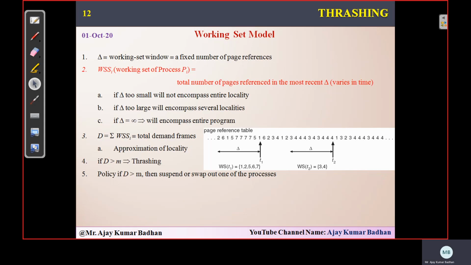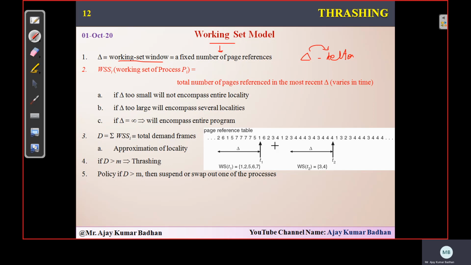This is the main thing in order to overcome thrashing. This is important, please concentrate on this particular thing. We have a working set model here. If we complete this, the topic will be completed. Coming to the working set model, we use a concept called delta, generally represented by the symbol delta. This is what we call the working set window.